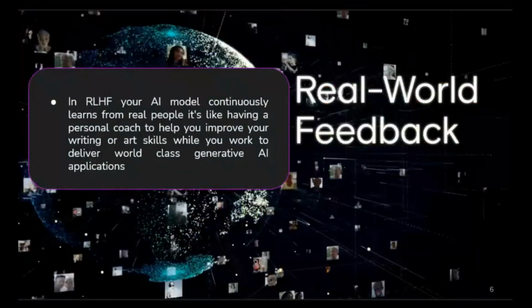So let's see first how real world feedback can help in model improvement. Think of artificial intelligence like a trainer that helps us to get better at things like writing or art. It learns from real people's feedback, just like a trainer listens to us to help us improve. This helps create super smart AI that can do amazing things.